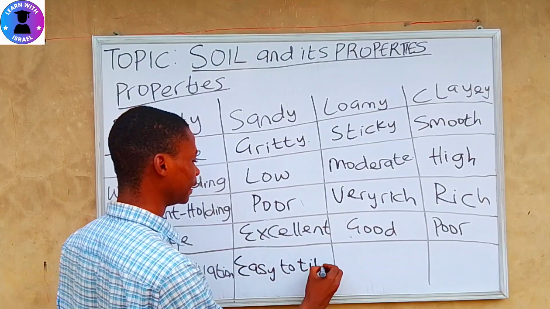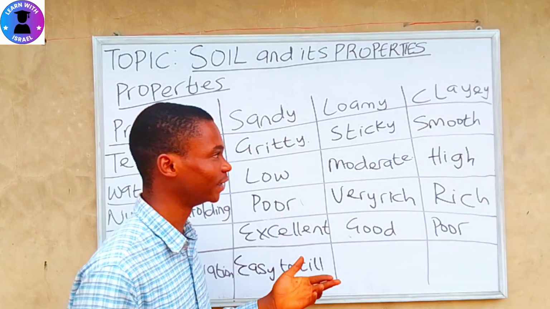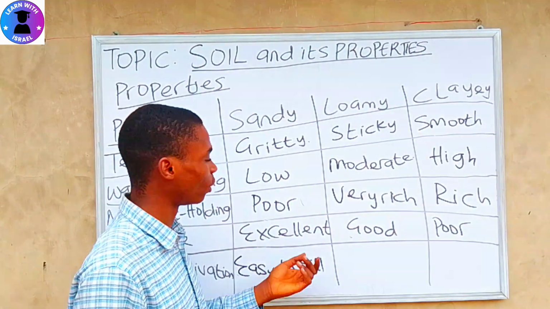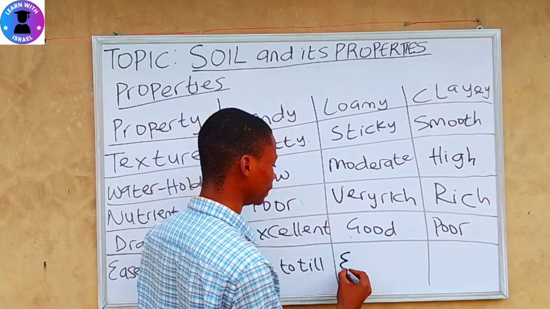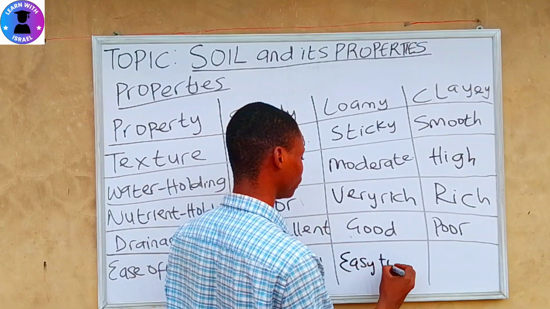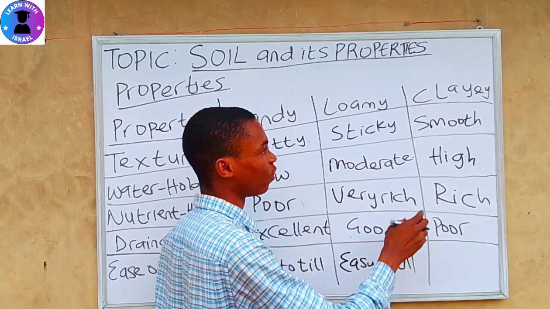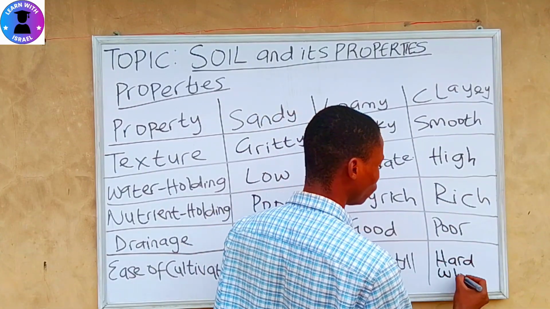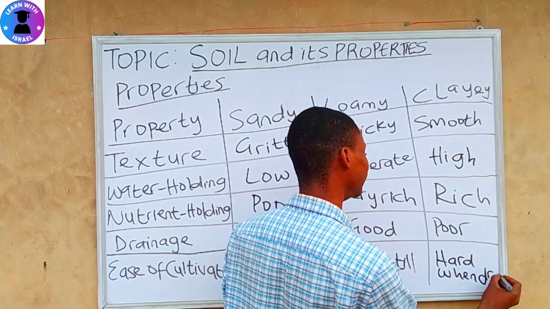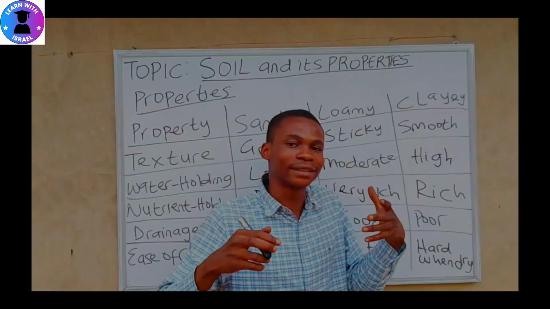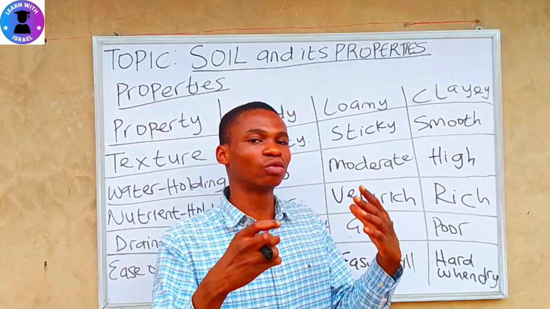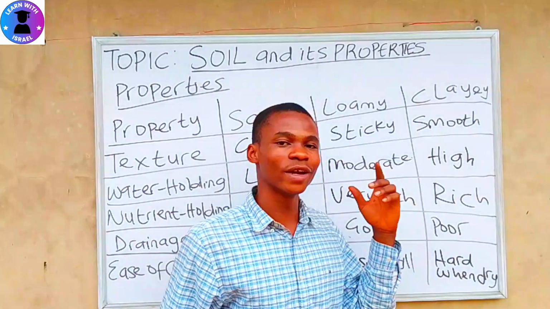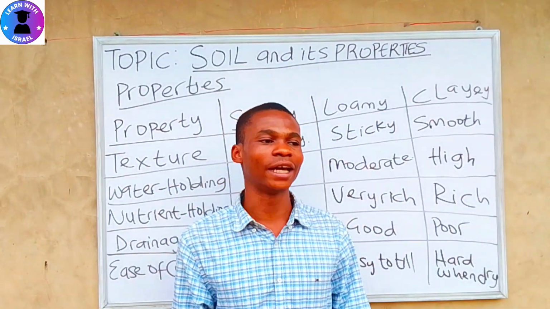Easy to till. When I say easy to till, it means easy to cultivate. Crops and plants on sandy soil are easy to cultivate. For loamy soil, the same thing, easy to cultivate, easy to till. But for clayey soil, it is always hard when dry. But when it is wet, it is easy to cultivate, but not too easy, unlike sandy and loamy soil. But it is always hard when dry.